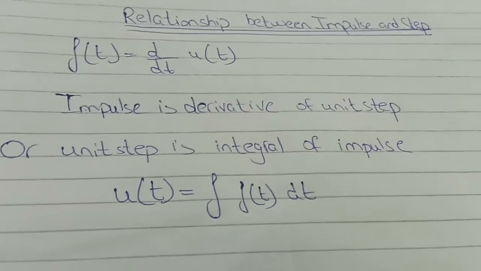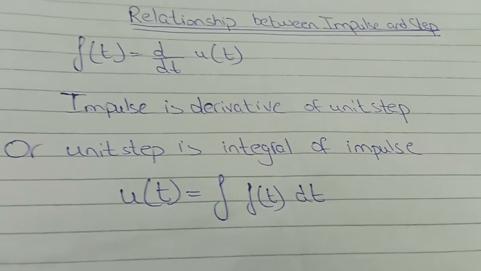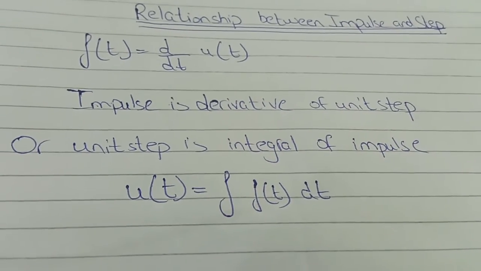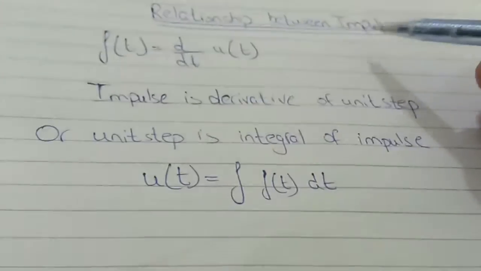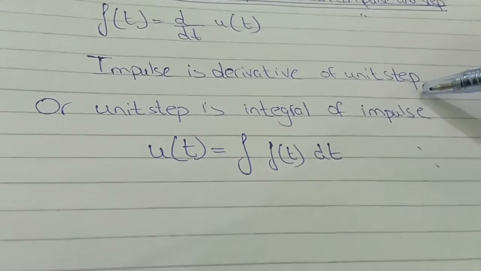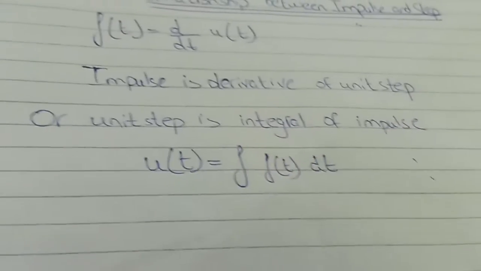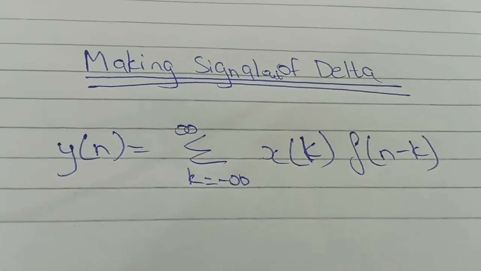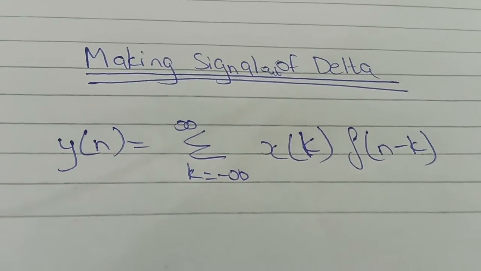Let's talk about the relationship between impulse and step function. Impulse function is the derivative of the unit step function as shown here, or we can also say that the unit step is the integral of the impulse as shown here. Using this mathematical expression, we can make a signal out of delta.